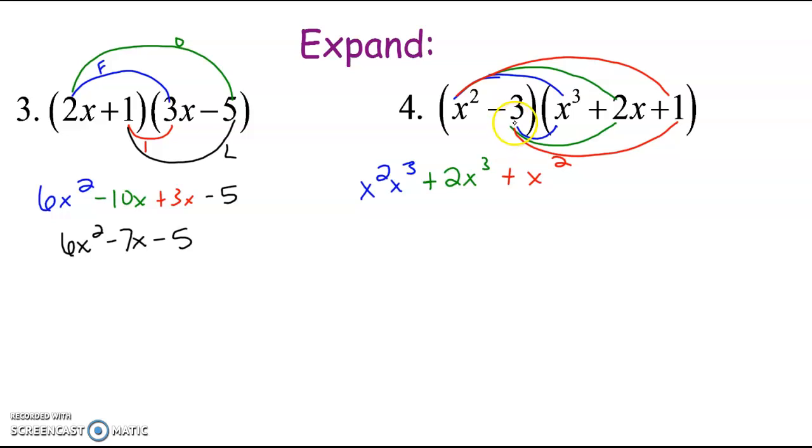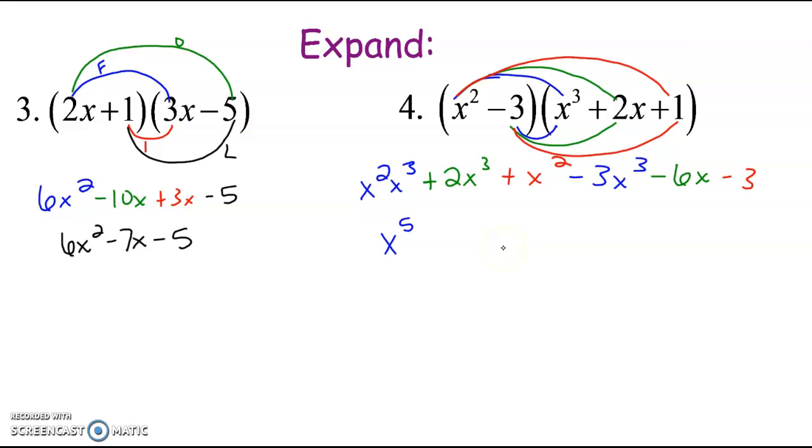Now we're going back to the -3. -3x cubed minus -3 times 2 minus 6x, and -3 times 1 minus 3. So going back to that x squared times x cubed, you want to add those exponents. So x to the 5th.